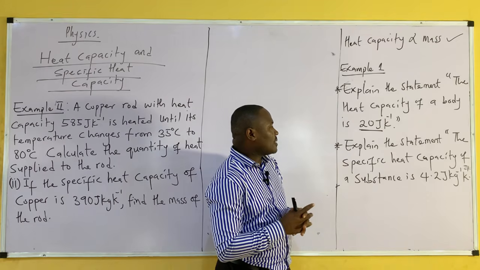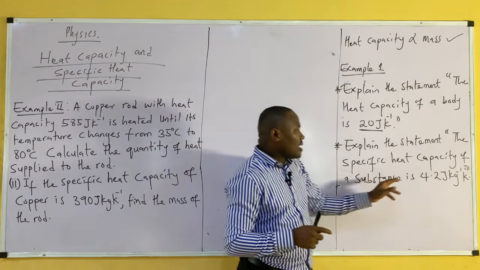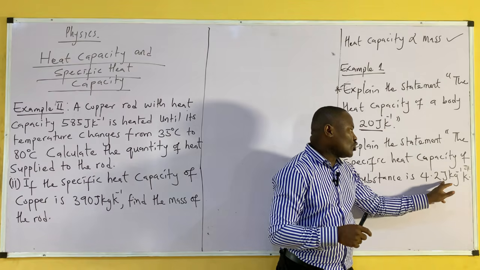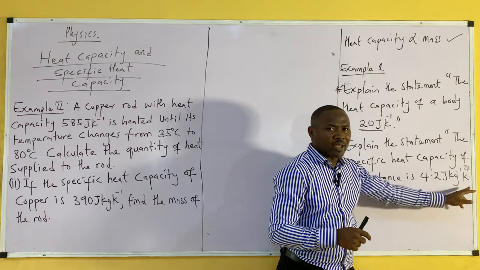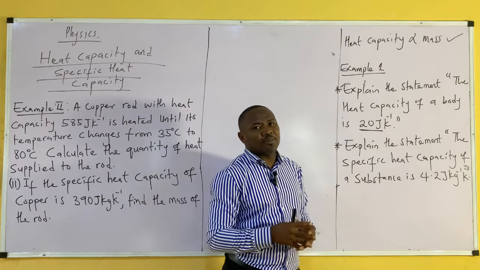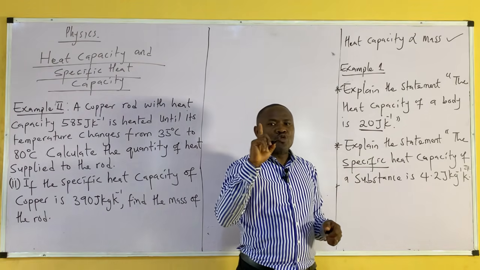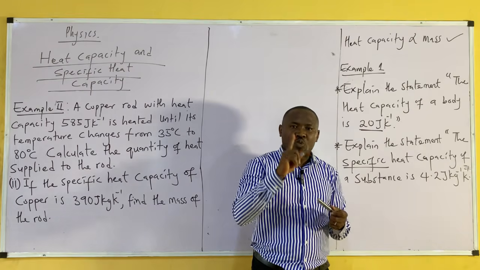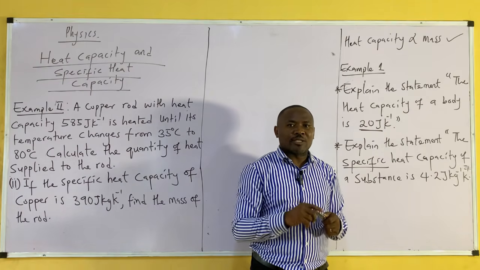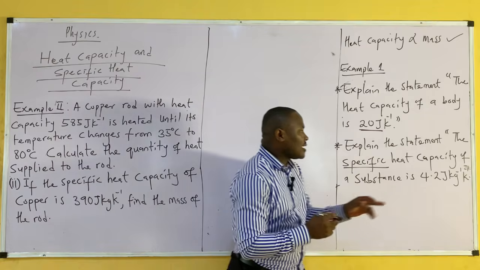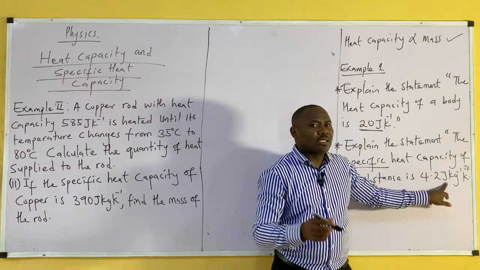Now look at example 2. It says, explain the statement: the specific heat capacity of a substance is 4.2 joules per kilogram per Kelvin. Now, what is specific heat capacity? The word specific here tells us about a unit mass. A unit mass, that's 1 kg or 1000 grams.